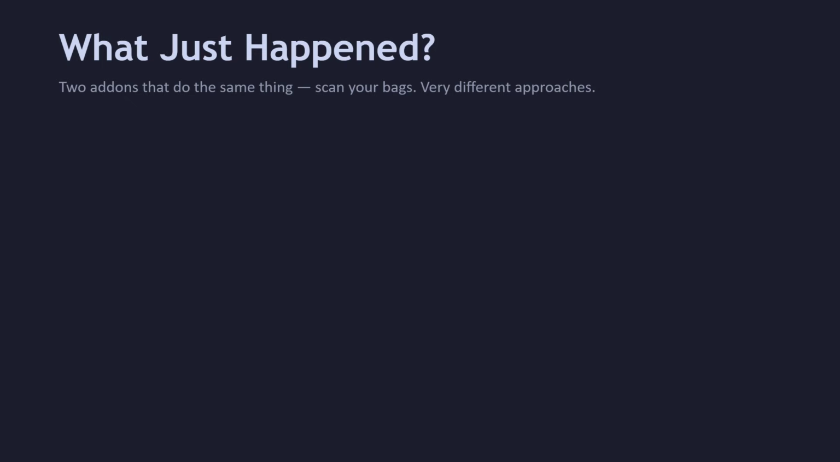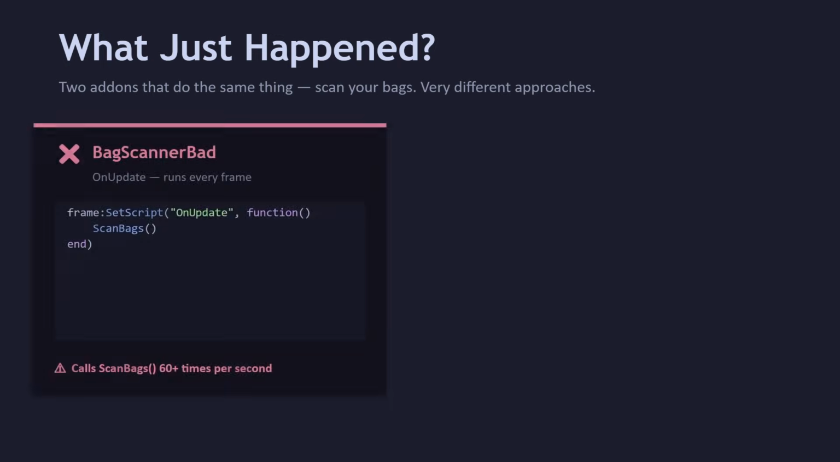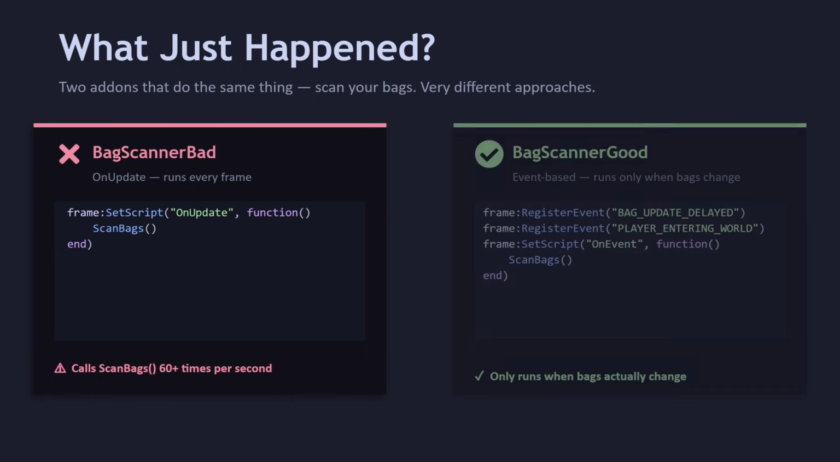What we just saw here are two add-ons that run the exact same bag scanning logic. The only difference between these two is how they decide to call the scanning. This is the code for bag scanner bad. It runs on every frame, whereas this code for bag scanner good runs in response to relevant events. We will come back to this later in the video once we have a little bit more context on what these things mean.